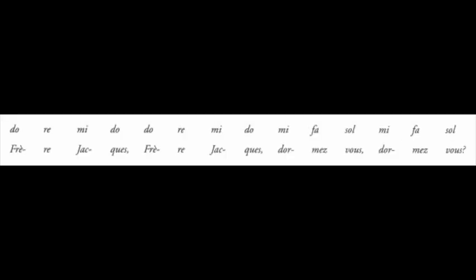Now let's return to Frère Jacques and sing it using solmization syllables rather than the words or numbers. Do, re, mi, do, re, mi, do, mi, fa, sol, mi, fa, sol. Some musicians prefer to use only syllables to represent scale degrees, and others prefer to use only numbers. I will try to use both at different times so that you get practice using both systems. However, I will always be clear about whether I want you to use numbers or do-re-mis.